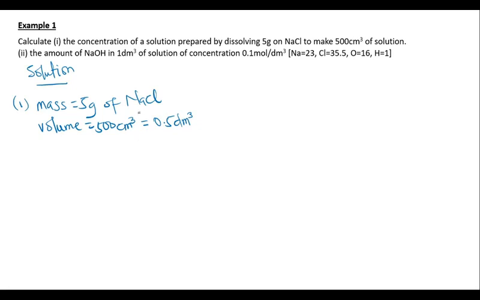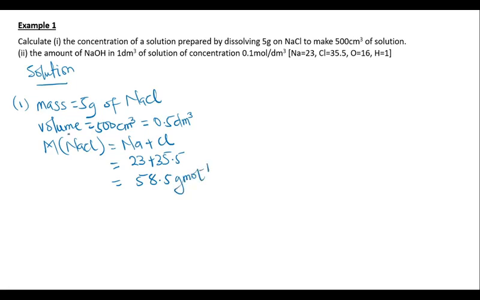Alright, so we need the molar mass of the sodium chloride that we have. So the molar mass of sodium chloride is sodium plus chlorine, which is 23 plus 35.5. And this is equivalent to 58.5 gram per mole.